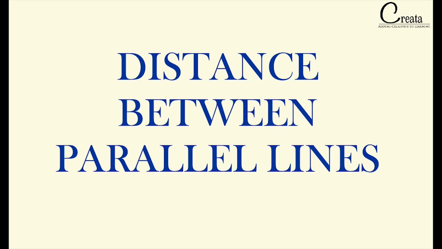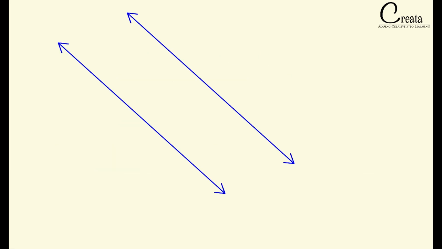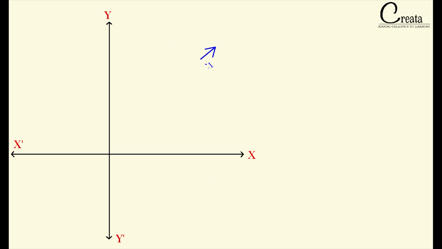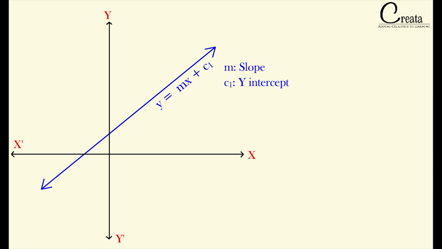Moving further, now we will calculate the distance between two parallel lines. This concept will be similar to the distance between a line and a point, so we have covered it under this topic. Okay. Let's assume a line with equation y equal to mx plus c1. Here m is the slope of this line and c1 is the y-intercept. The same equation we have already covered in the previous lecture.